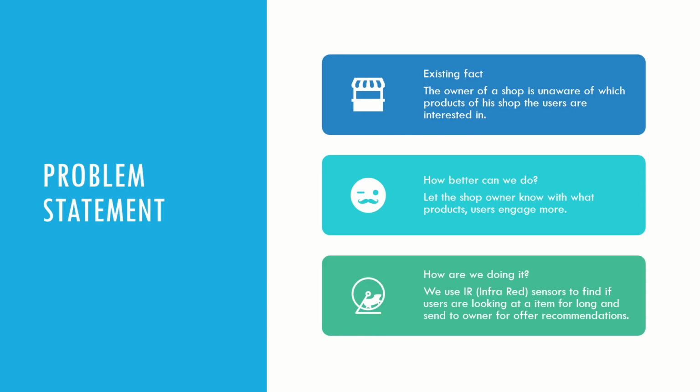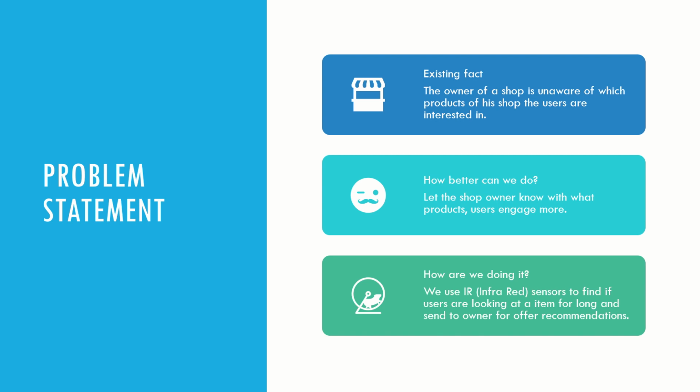Now, the fact is the owner of a shop is definitely unaware of which products in the shop the users are more interested in, and they are not buying them for reasons like higher cost. How better can we do this, or what can be improved here? Let the shop owner know what all the products are which the users want to buy.